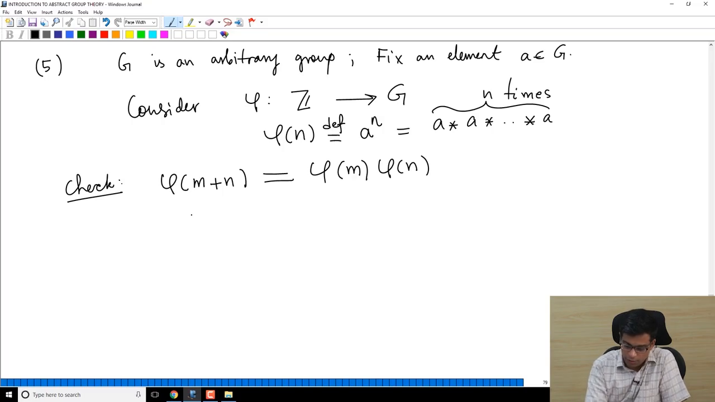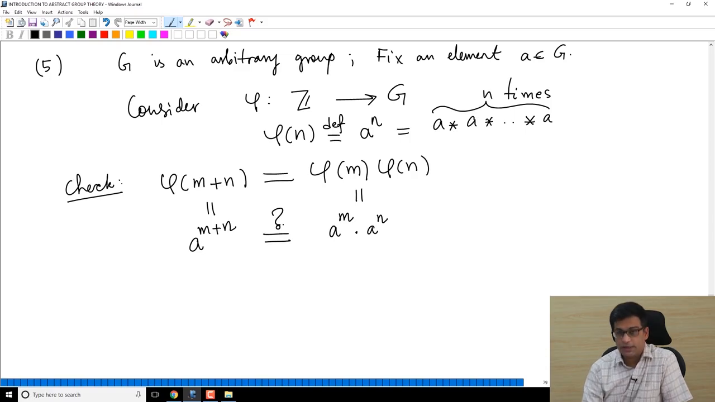So is this true? What is phi of m plus n? This is a power m plus n. By definition of phi, m plus n goes to a power m plus n. And what is phi of m times phi of n? This is a power m times a power n. So now the question is, is a power m plus n equal to a power m times a power n? And the answer is yes, this is true.